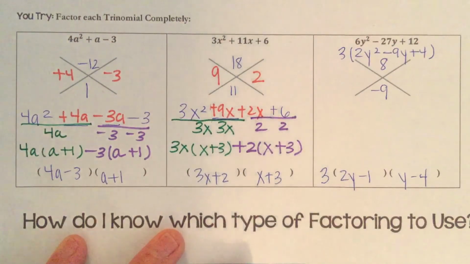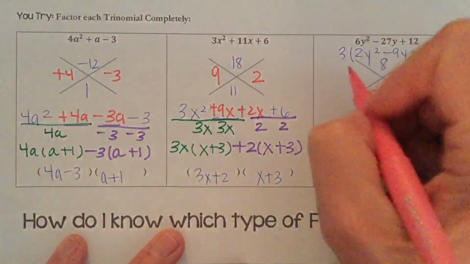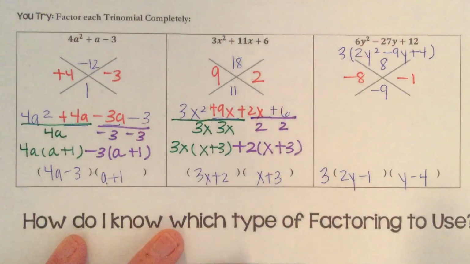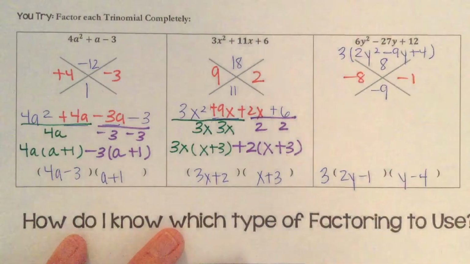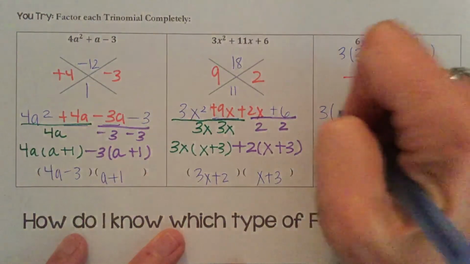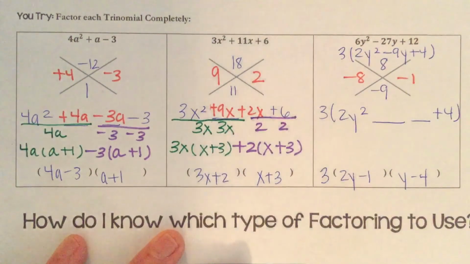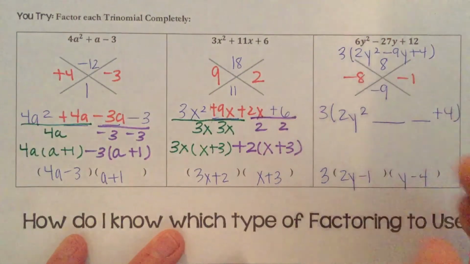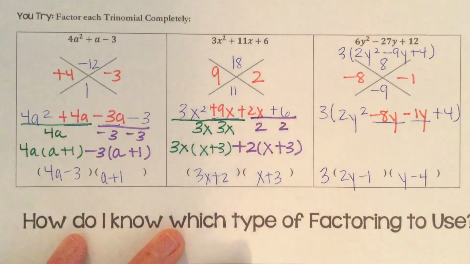I am looking for 2 things that multiply to be 8 and add to be negative 9. So negative 8 and negative 1 will make that happen. Negative 8 times negative 1 is positive 8. Negative 8 plus negative 1 is negative 9. Holding on to the original 3, I am going to rewrite this trinomial with 4 terms. Keep 2y squared, blank, blank, and then my plus 4. In those 2 blanks, I'm going to use these 2 factors. Negative 8y and negative 1y combine to make negative 9y.